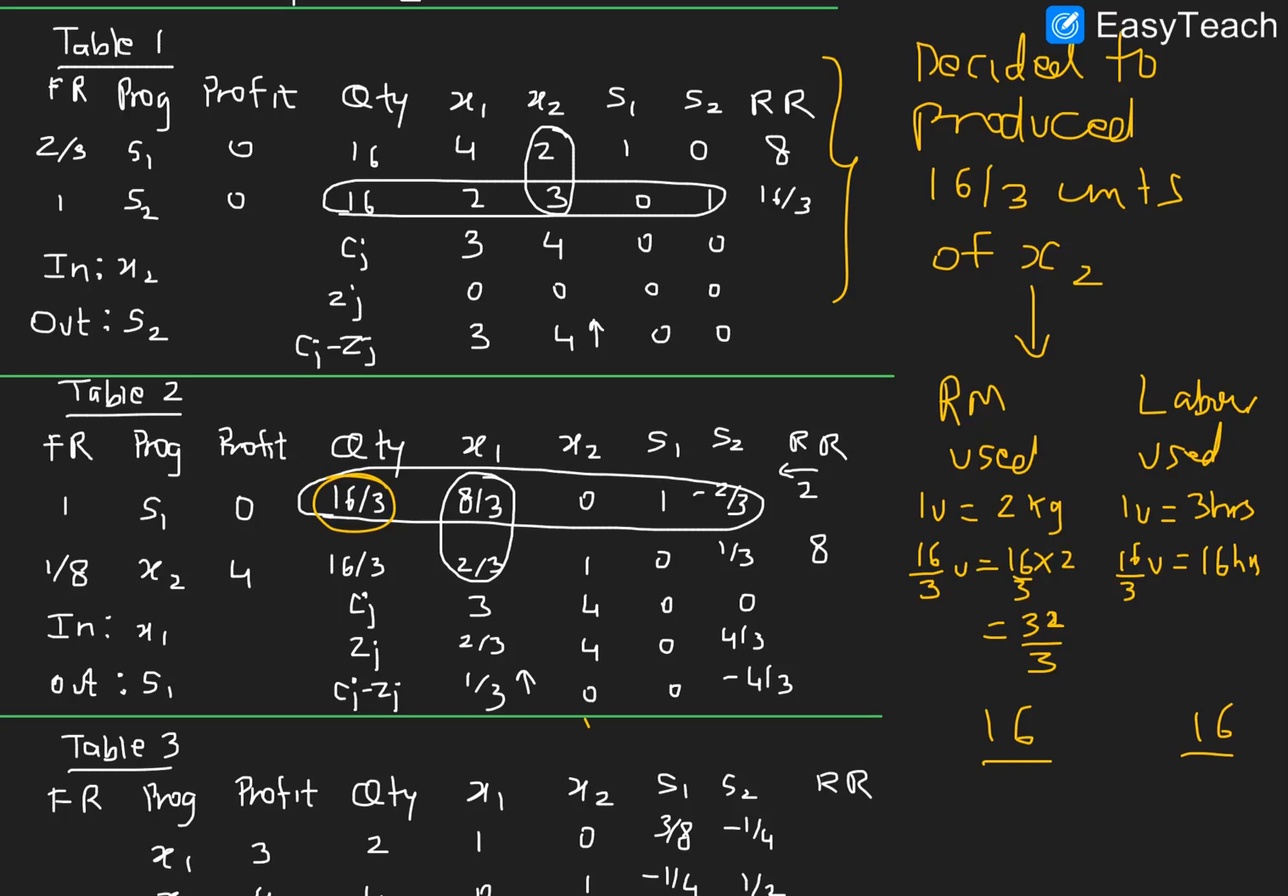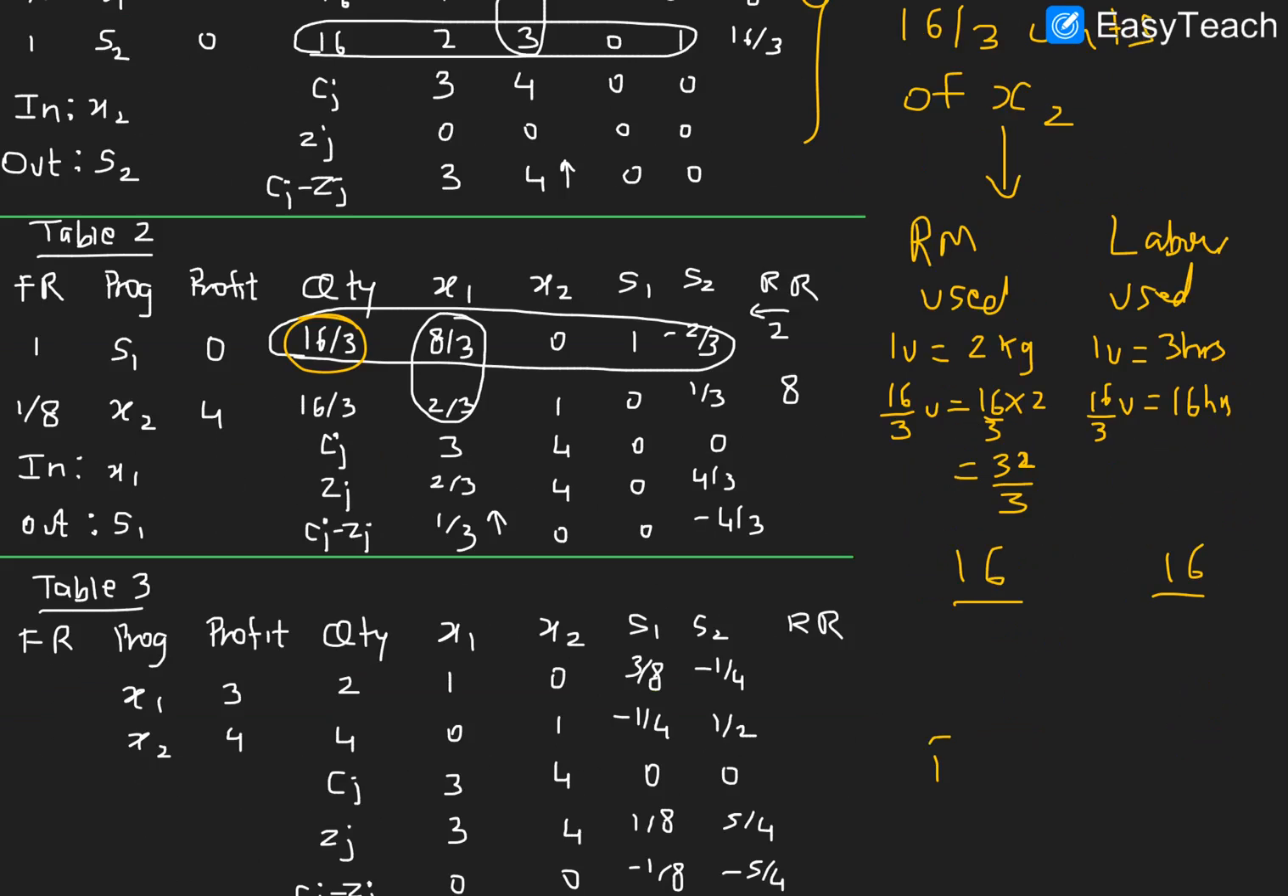So if I say what is the balance left out, you'll say 16 minus 32 by 3. So basically that is 16 by 3 units of raw material are available, and 16 minus 16, the labor is fully utilized, which we have observed even in the first simplex table. So that's 16 by 3 units is what we look at over here. That's the number over here. That's the available quantity of raw material.